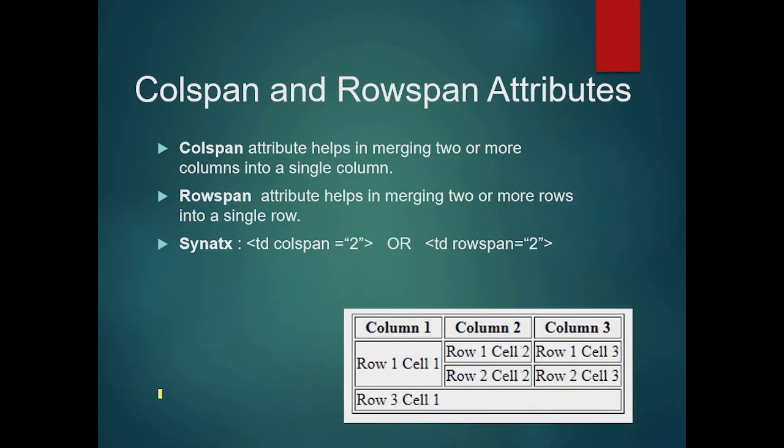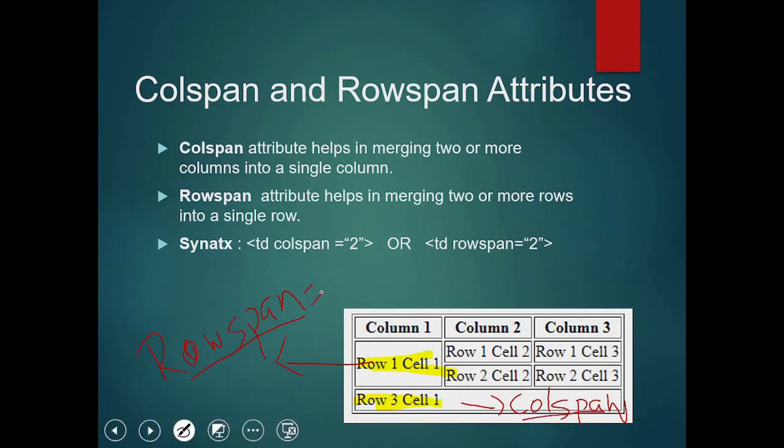An example for it is shown over here. You have column 1, column 2, column 3. Over here you can see row 1, cell 1, rowspan, where it has merged two rows. So I have used rowspan. This is column span, where it has merged three columns together. So I'll be giving colspan. Since I have merged two rows here, my value will be rowspan equal to 2. And here I have merged three columns. So my column span is equal to 3.